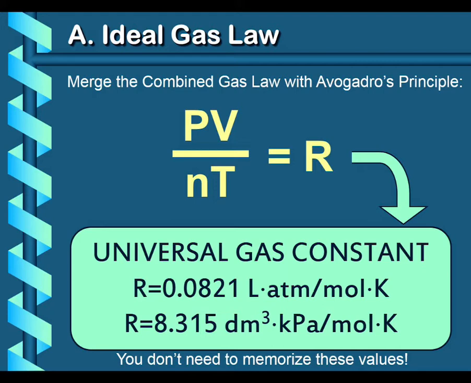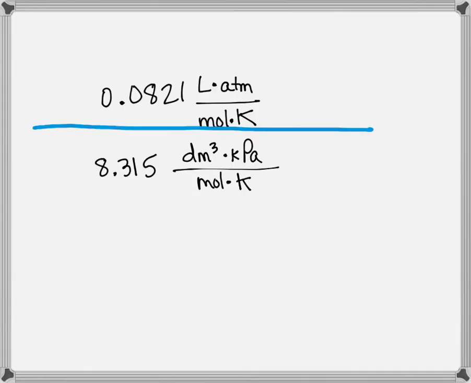There are two values of R that I want you to be familiar with. They are listed right here. And notice that the set of units is going to be a little bit different. I'm going to rewrite these just so that you can see them side by side too. So here are those two different universal gas constants, or values for R.